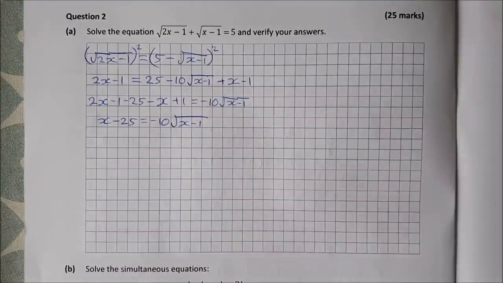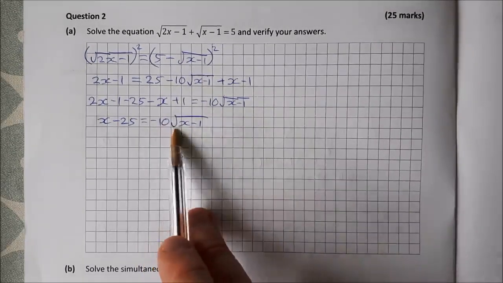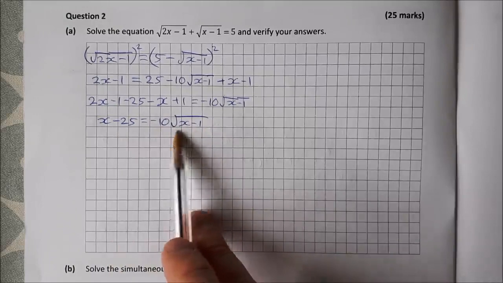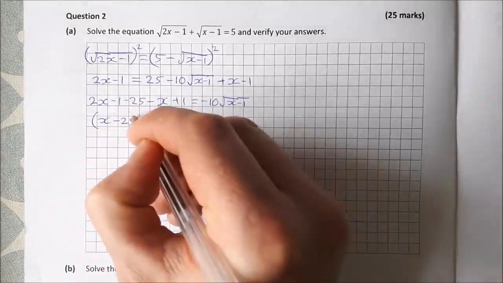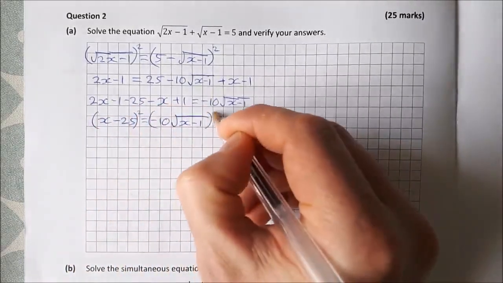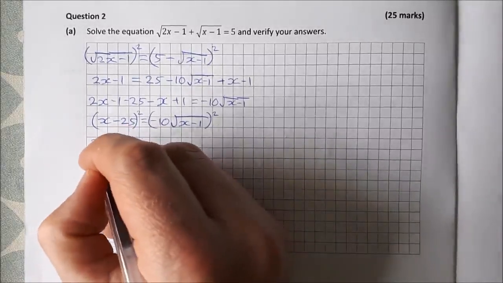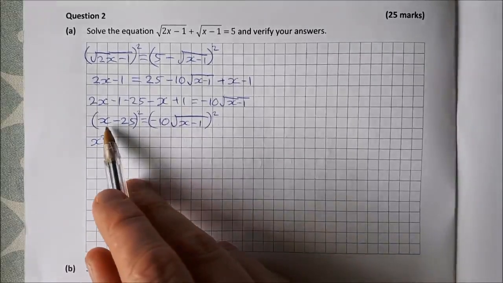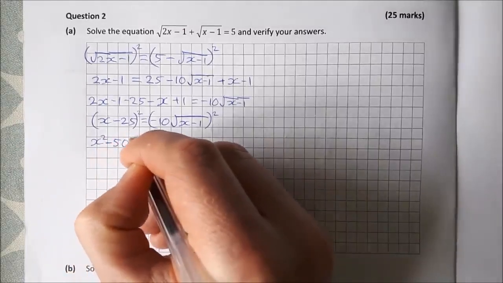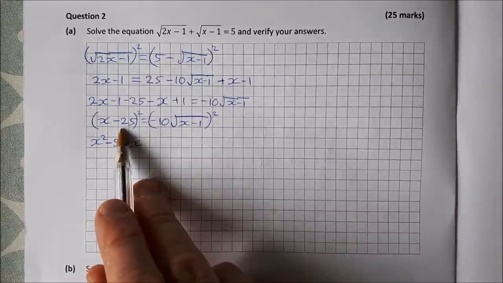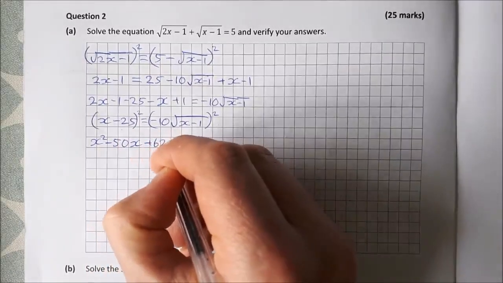Now there's two ways you can go at this stage. Some people like to divide across by this minus 10 to fully isolate this. You can just leave it here and square it anyway. So in this case, I'm just going to leave it here and square both sides. Squaring this, x minus 25 squared: square the first is x squared. Twice the product, so that's minus 25x, twice that is minus 50x. And then the square of minus 25 is going to be plus 625.